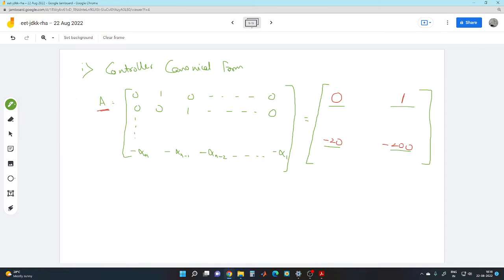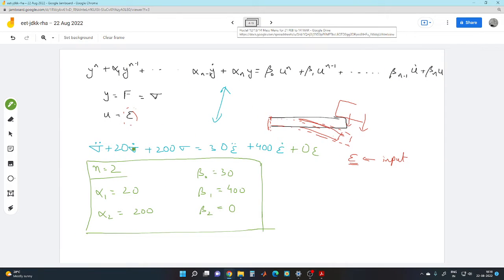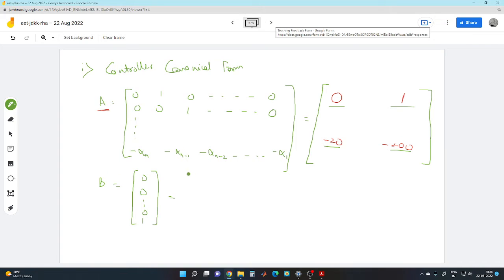Then for B vector. So B vector is, as per class lectures, in controller canonical form given as 0, 0 up to last value is 1. Until then, everything is 0. So in this case, because the value of n is equal to 2, what we will have here is just 0 and 1. So we have value of B as well.